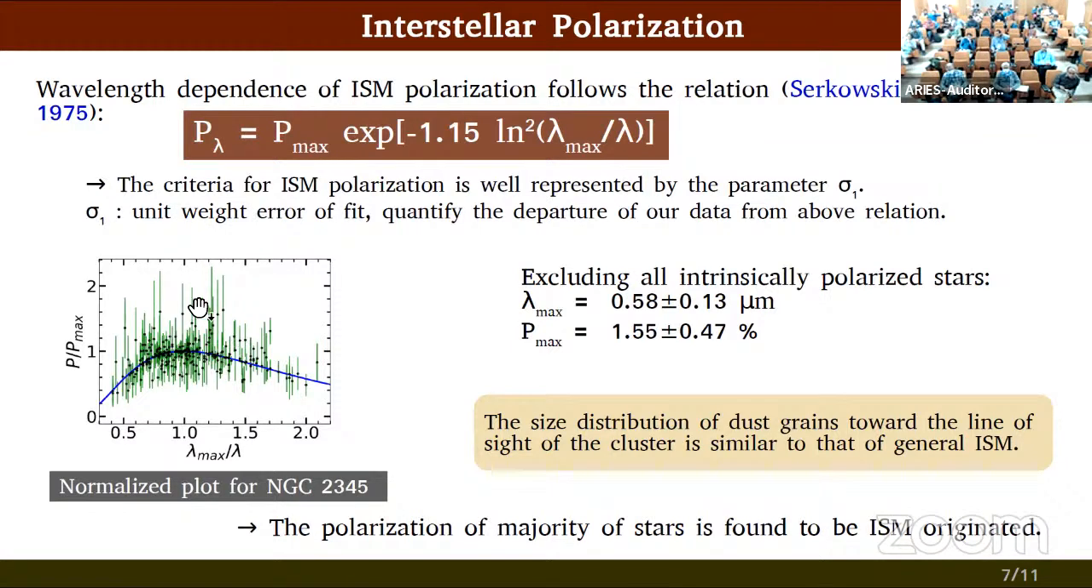This is the normalized plot for NGC 2345, P by P max versus lambda max by lambda. This blue curve shows the Serkowski relation for the general ISM. For the general diffuse ISM, the value of lambda max was found to be around 0.55 micron. The nearby value of lambda max in our region shows that, as lambda max tells about the size distribution of dust grains, the size distribution of dust grains towards the line of sight of cluster NGC 2345 is similar to that of the general ISM. We have found that the majority of stars have interstellar polarization, and very few of them were intrinsically polarized.